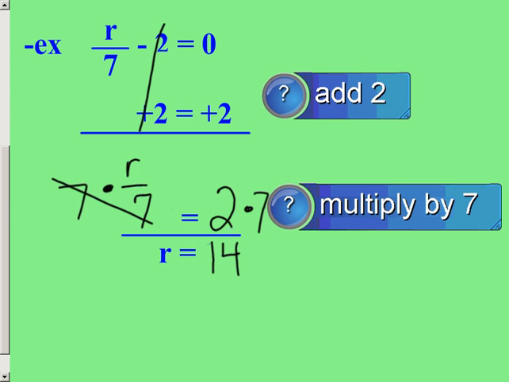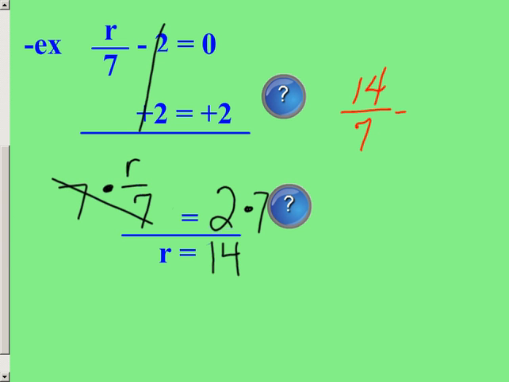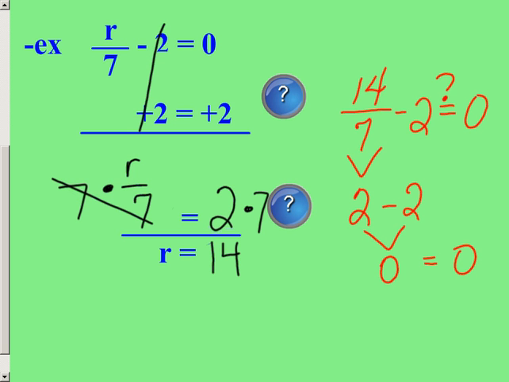And if we want to check that, we will do 14 over 7 minus 2, and we want to make sure, does that actually give us 0? So 14 sevenths, or 14 divided by 7, equals 2 minus 2, and 2 minus 2 does in fact equal 0. So we are correct. R does equal 14 in this particular equation.